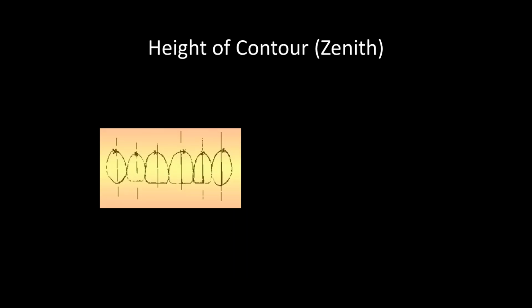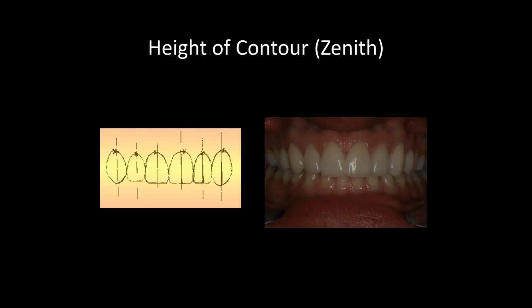Height of contour, or the zenith position, is distal of center on the centrals, pretty much in the center of the facial aspect of the tooth on the laterals, and again moves to the distal of center on the cuspids, and then is pretty much centered the rest of the way back. This is important because anytime we start doing aesthetic recontouring, this is our highest point of contour, and typically I will always start in that position and do my contouring from that point in order to make sure I maintain it.